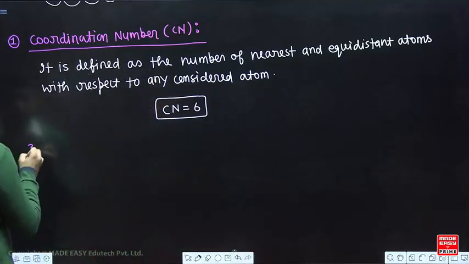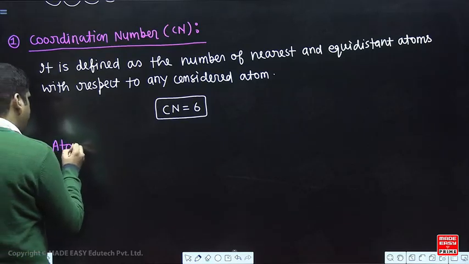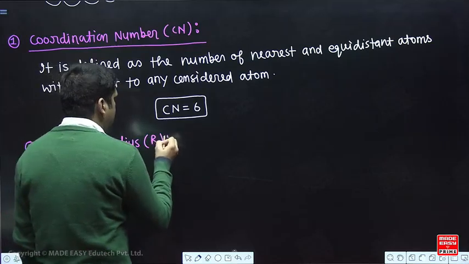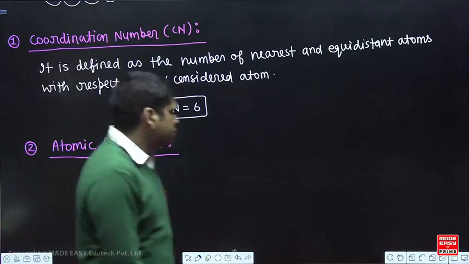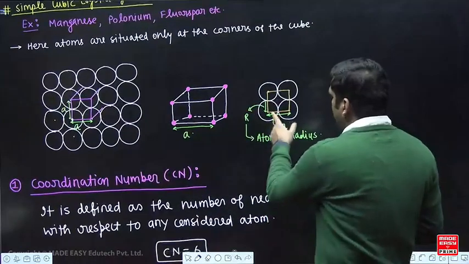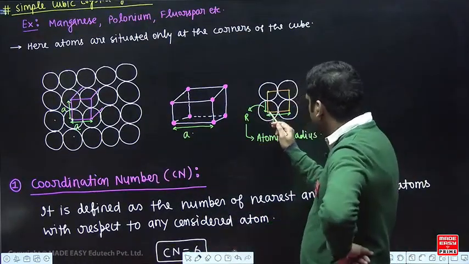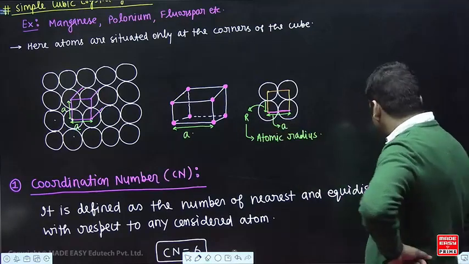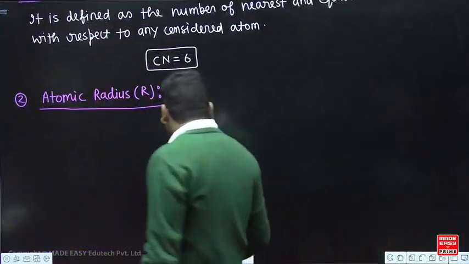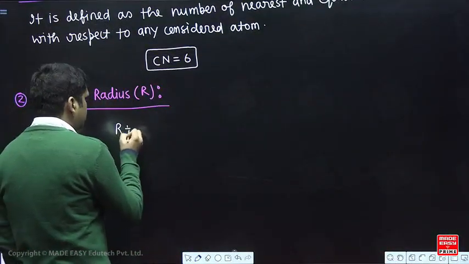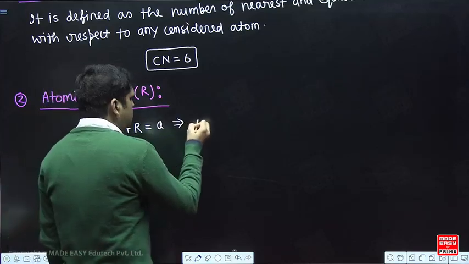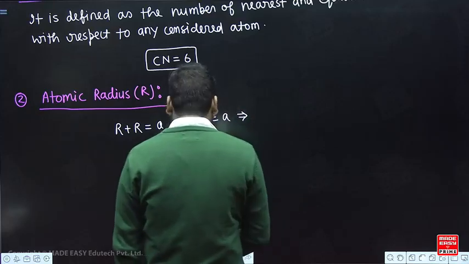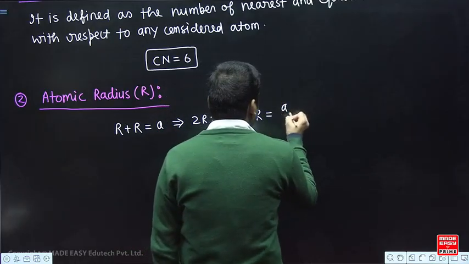Second one, atomic radius, that is R. You see my dear friend, if you see this figure, then R plus R, how much is it? 2R. 2R is equal to A. So we can write R plus R is equal to A. So 2R is equal to A, R is equal to A by 2. This is the atomic radius.